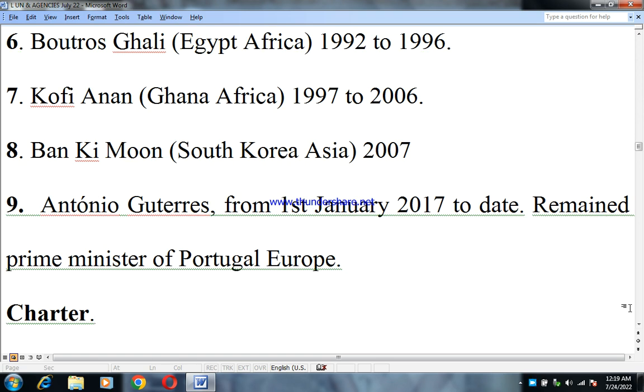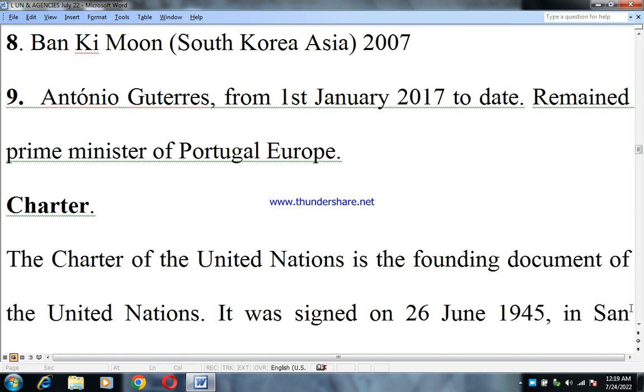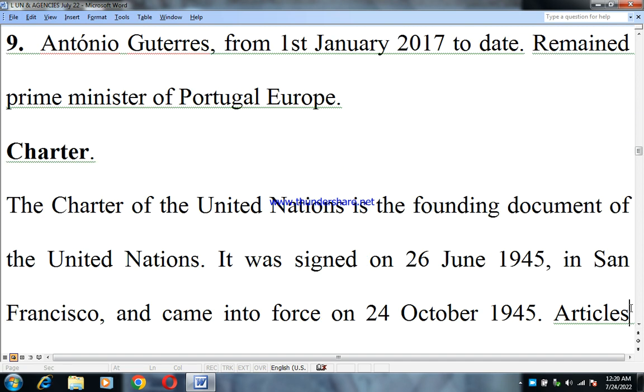Number 6, Boutros Ghali, Egypt, Africa, from 1992 to 1996. Number 7, Kofi Annan. He belonged to Ghana, Africa. He remained Secretary General from 1997 to 2006. Number 8, Ban Ki-moon. He belonged to South Korea, Asia. Number 9, Antonio Guterres, from 1st January 2017 to date. He belonged to Portugal, where he remained Prime Minister.